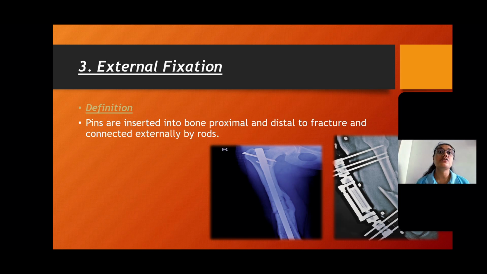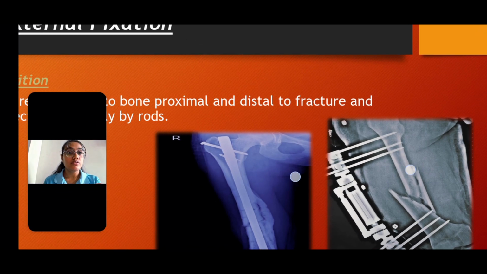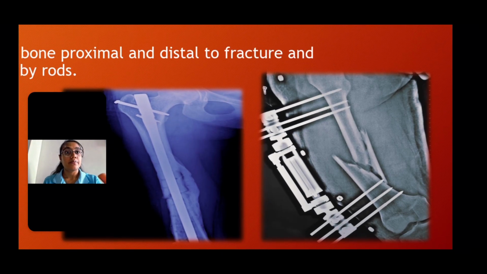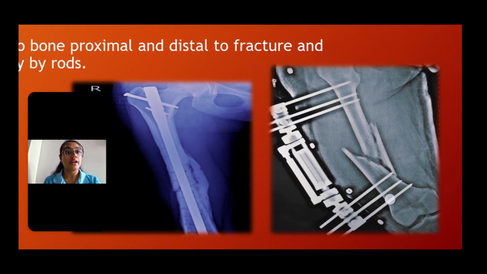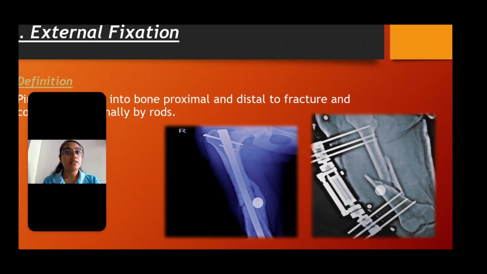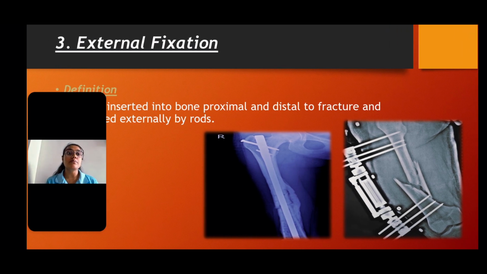The third type is external fixation. In the external fixation method, pins are inserted into the bone, proximal and distal to the fracture, and connected externally by rods. Here you see in the image, pins are inserted in the proximal and distal parts. With the help of this rod, we fix the fracture proximally and distally.